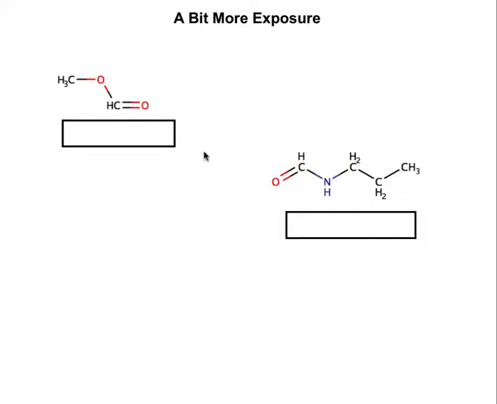Finally, a little bit more exposure, just 2 more examples. Here's my ester functional group. The carboxylic acid was a 1-carbon carboxylic acid. The alcohol was a 1-carbon alcohol, so that's just methyl methanoate.